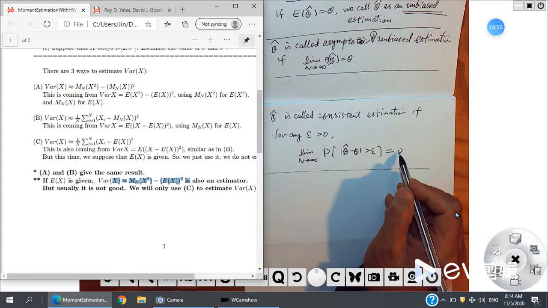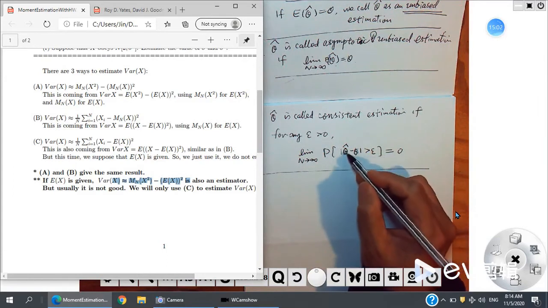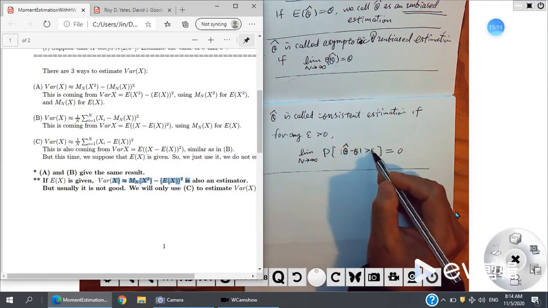Right? It's good, right? If this is 0, that's good. If this is small, it's also good. If this is large, then you will have a lot of chance that theta hat is off. So we want the probability of the error being larger than epsilon to be small.